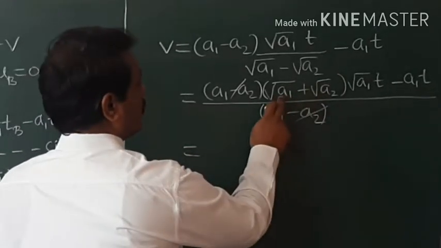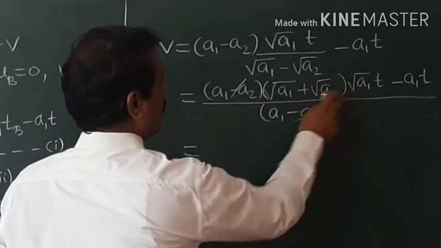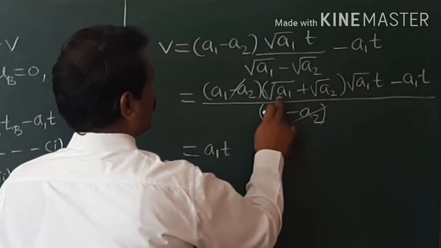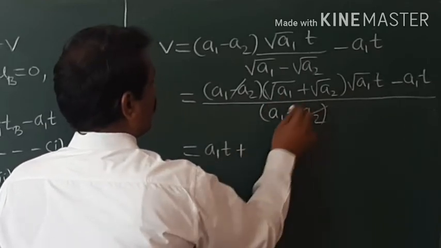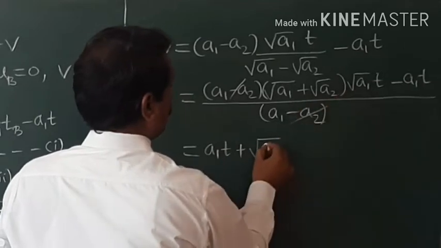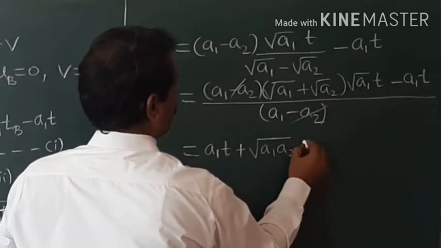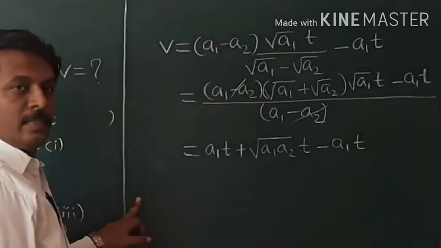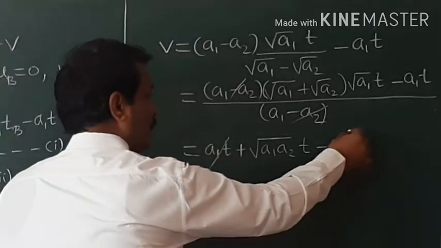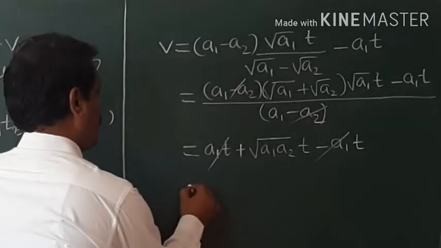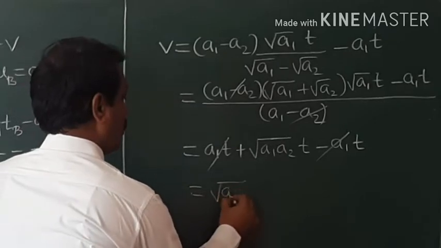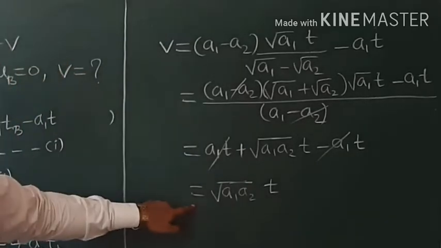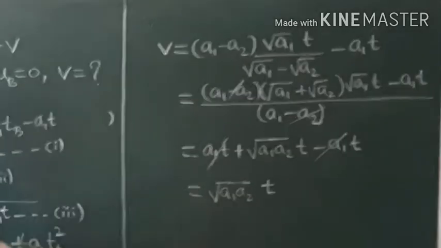So now you multiply this root a1 into root a1 t, plus root a1 into root a2 t. Then here minus a1 t. Here plus a1 t minus a1 t gets cancelled, and finally we will get root a1 into a2 into t. So this is the expression for v, and this is our answer.